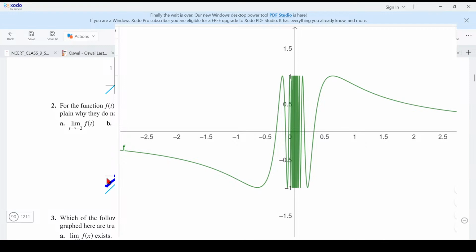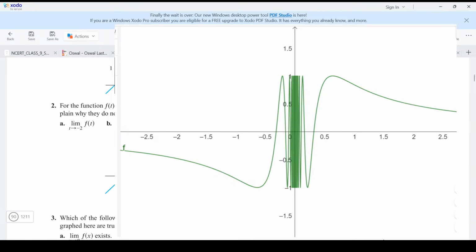Exactly, y is becoming 0. On the left side you are approaching -2, which means y is becoming 0. What about the right side? Again 0. So what is the limit? 0. Excellent.